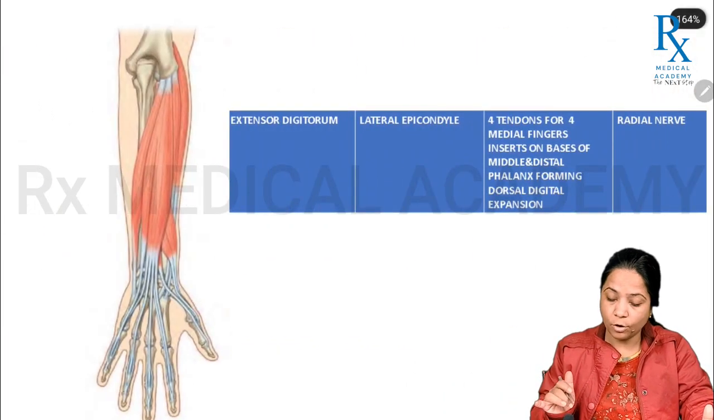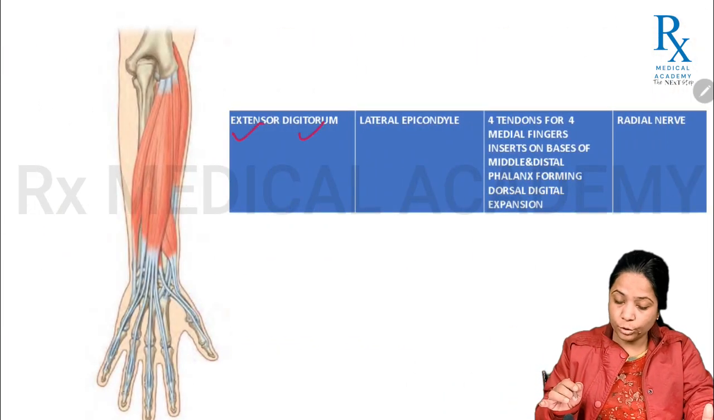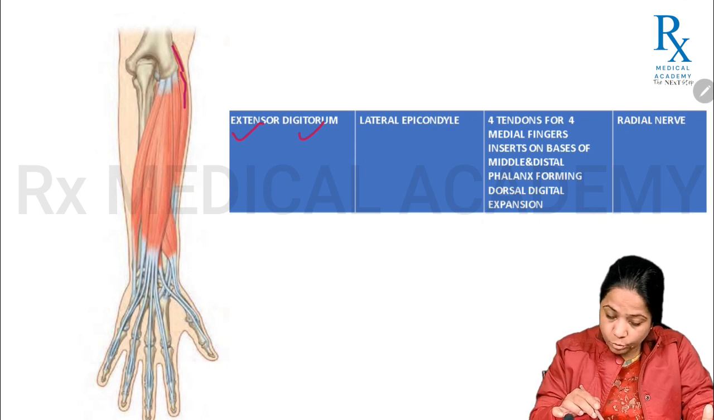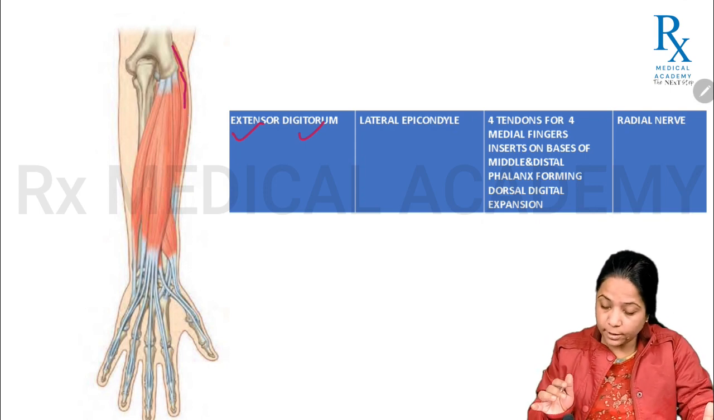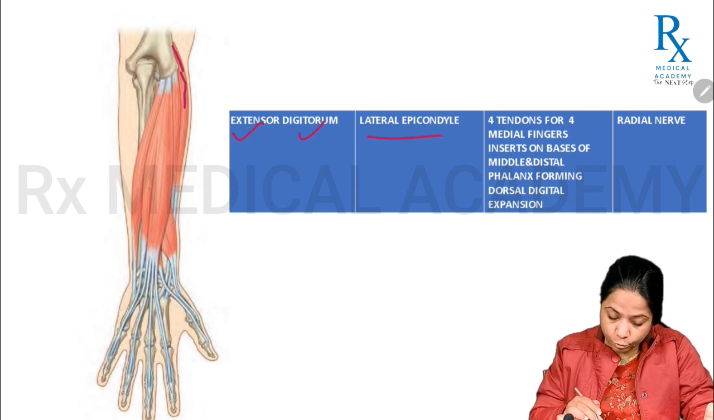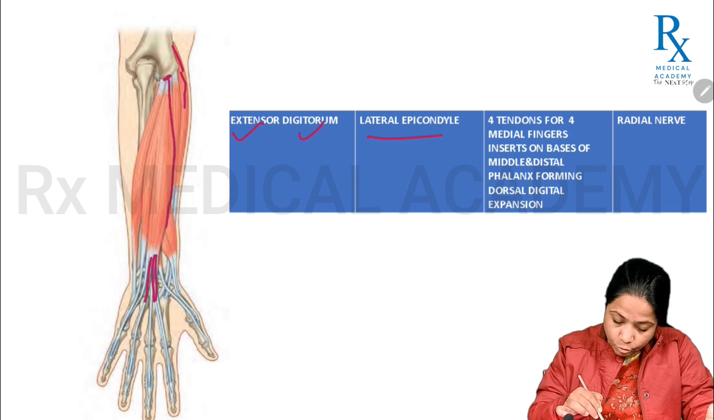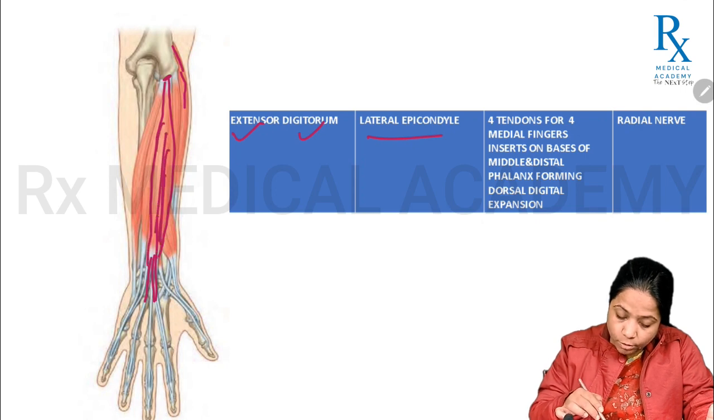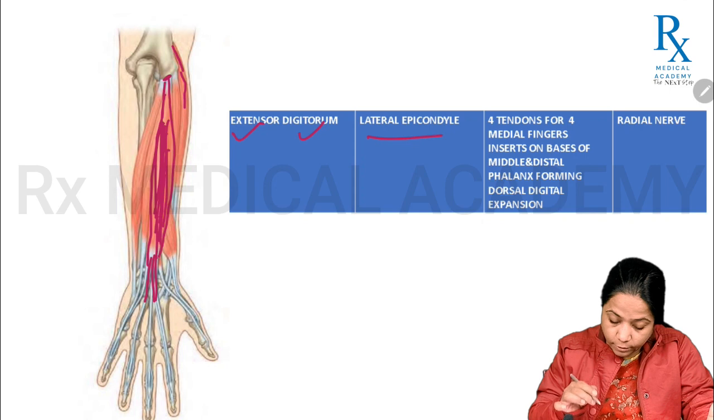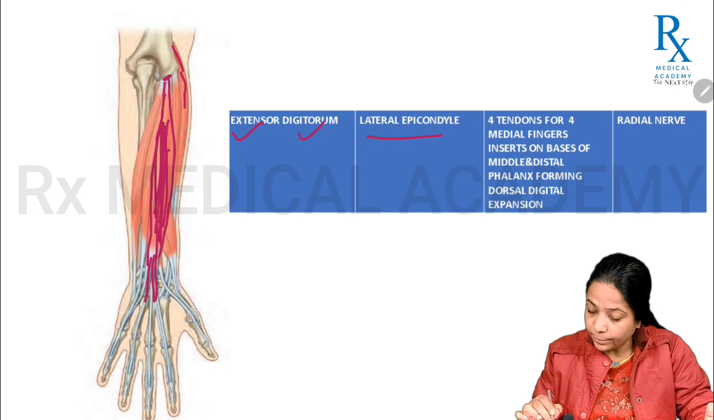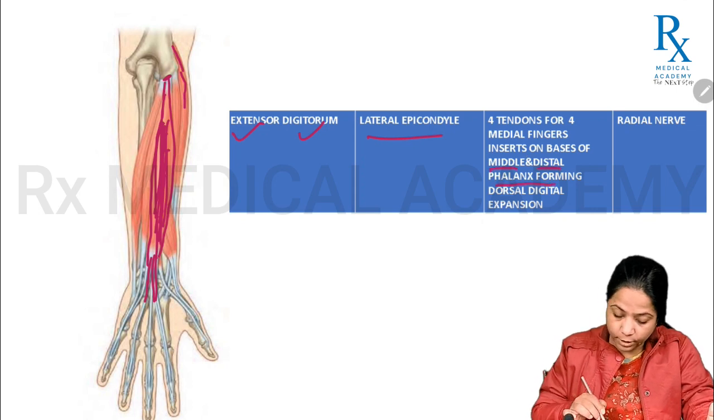So let's see the detail of the extensor digitorum muscle. You can see here this muscle, which is known as extensor digitorum. This is going to arise from the lateral epicondyle, and it is divided into four tendons. You can see here, this is divided into four tendons. This is the muscle which is known as extensor digitorum. So this extensor digitorum is going to give rise to four tendons, and all these tendons are going to insert onto the middle and the distal phalanx of the medial four digits.